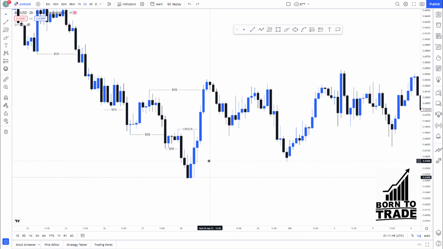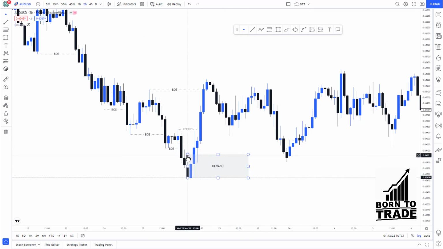Institutions have stepped into the market. I hope you can see that when you see this kind of candle, it tells you that institutions have stepped into the market. So what we want to do now is map out our demand zone. Our demand zone is the last down close candle before momentum kicks into the market and breaks structure.